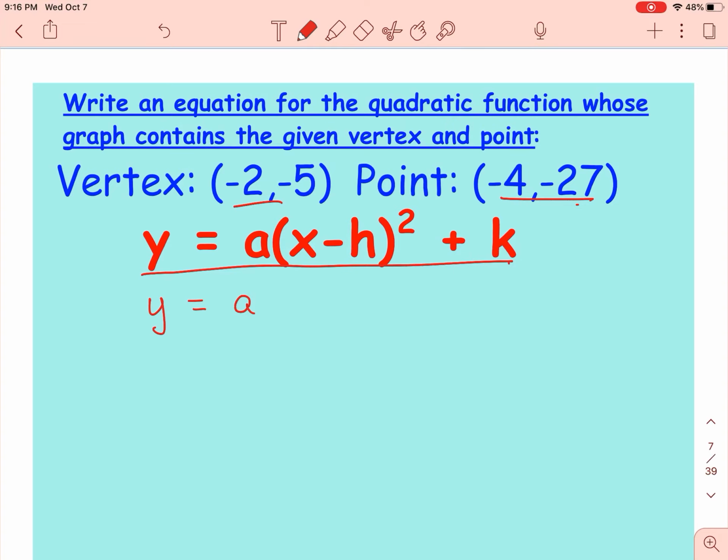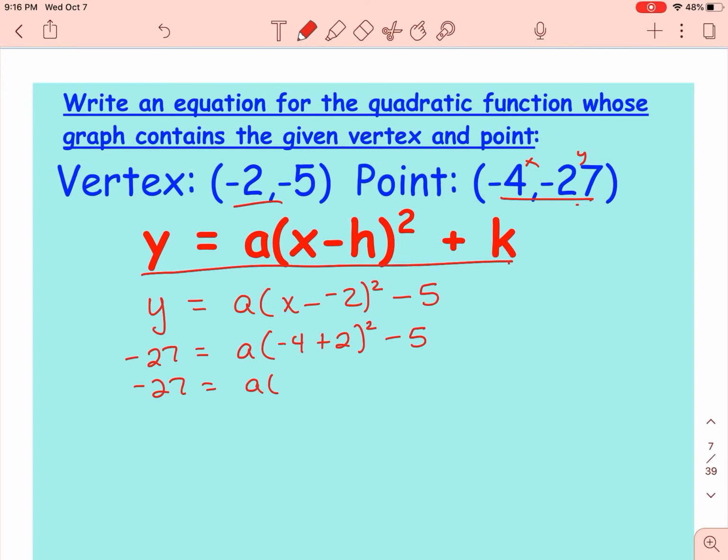I'm going to write down the vertex first: y equals a times x minus h, which is x minus a negative 2, squared, plus k. k is going to be negative 5, so it's minus 5. Now I'm going to plug in the point, the x and the y. y is negative 27, and that's a times x, which is negative 4, plus 2 squared, minus 5.